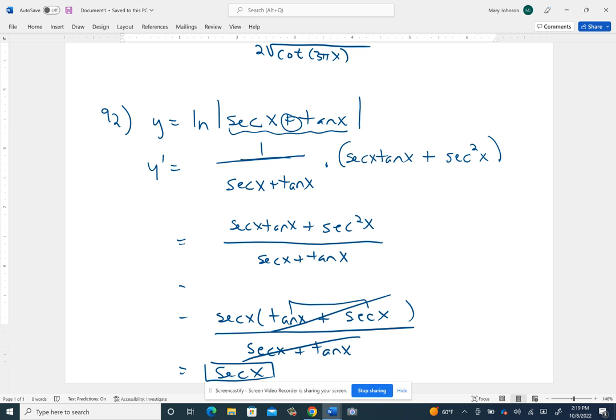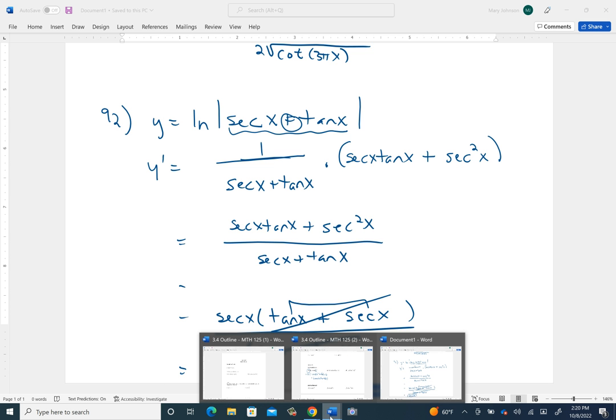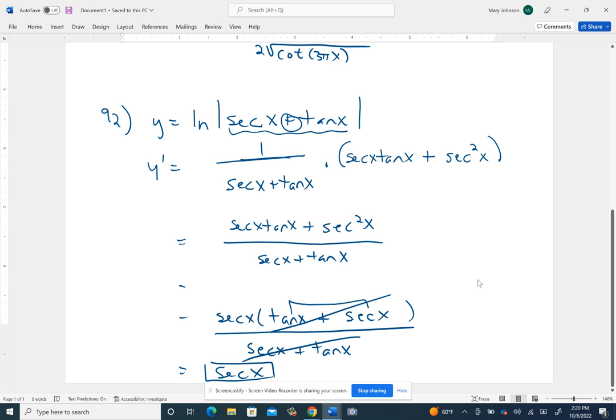All right, and then we did the second derivative on question number 124, but not on 126. So I'm going to go do that. Let me go to question 126. I'm going to do the second derivative.